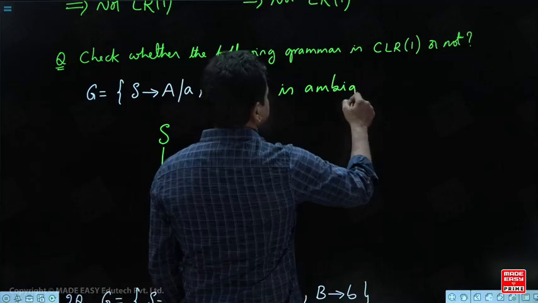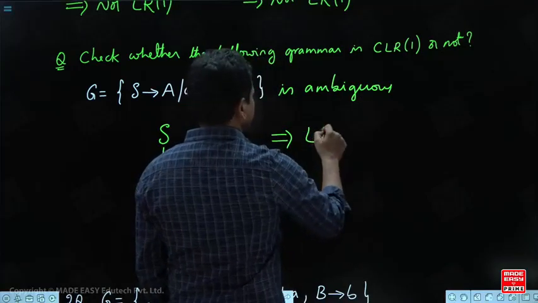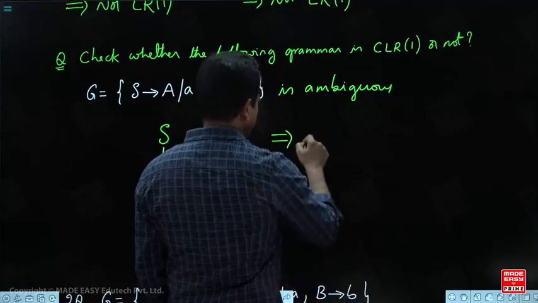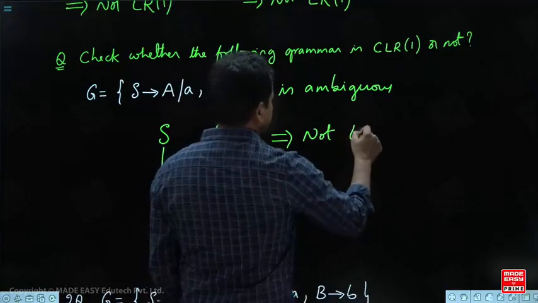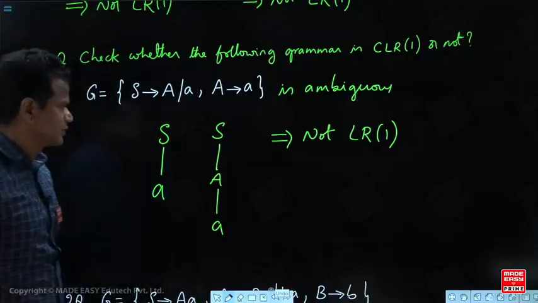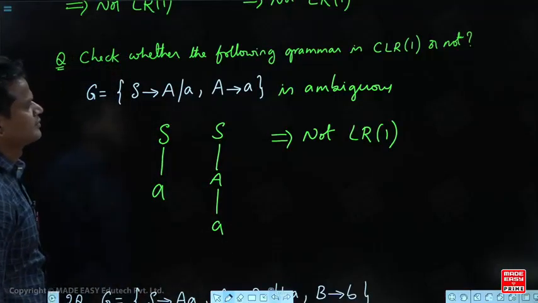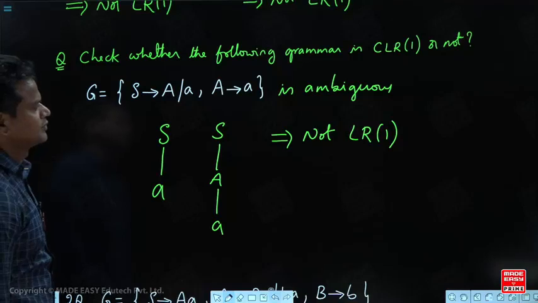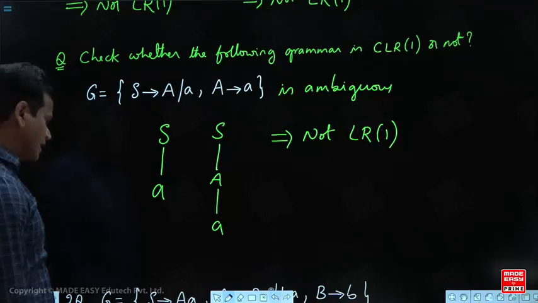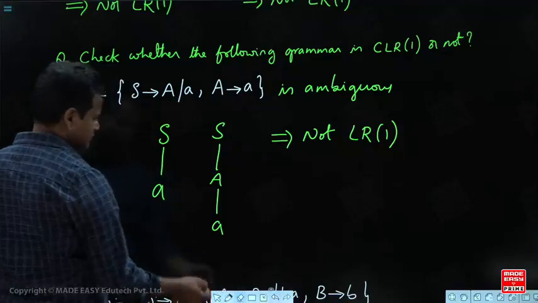Whenever a grammar is ambiguous, it cannot be any of the parsers. So it is not CLR of 1, not CLR of 1. Okay, that is one thing you can write. Done. Now, using these techniques, how to solve this?